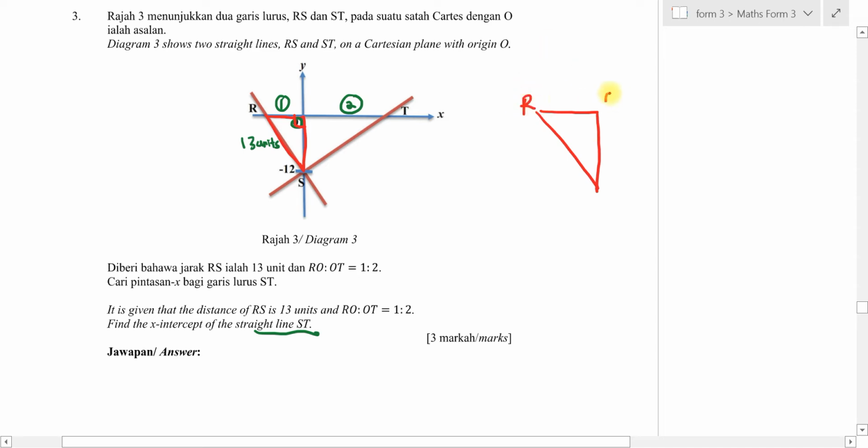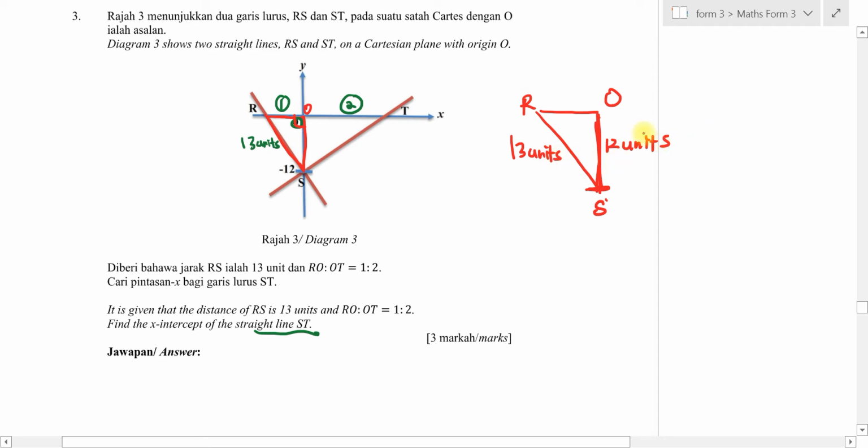Okay, this is R, this is O, this is S. Okay, O to S, they tell us S is negative 12, right? So 0 to negative 12 is 12 units. Okay, this one is straight, so 12 units. And RS is given as 13 units.